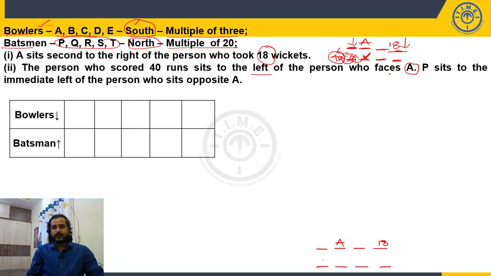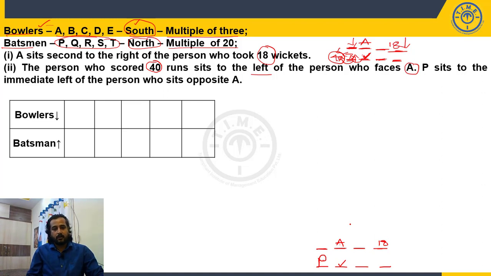Right. And what is given? P sits to the immediate left of the person who sits opposite A. So A is here, opposite A will be this person. So here who will come? P will come. So definitely it is a 4 persons arrangement. But here we have a doubt whether P scored 40 runs or not. It may be or it may not be, because P is to the left of the person who sits opposite A, and 40 is also left of the person who sits opposite A. So we cannot say whether P may be 40 or P may not be 40.